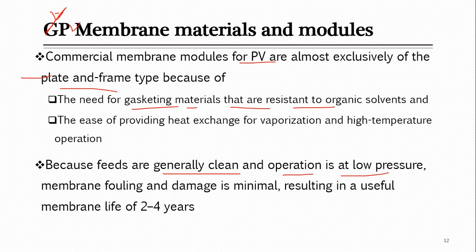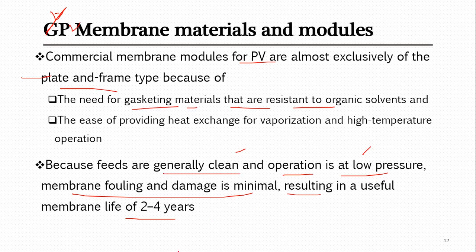Because you are operating them at low pressure as well, I have told you already that they are operated at low pressure as compared to reverse osmosis and gas separation. So due to all these advantages, clean feed and operation at low pressure, membrane fouling and damage is minimal in these types of membranes. The membrane can get damaged due to high pressure as well, due to fouling, due to accumulation of various other components on its surface. That's very low in these kinds of membranes which are used for pervaporation. Due to this, they can be used for up to 2 to 4 years.